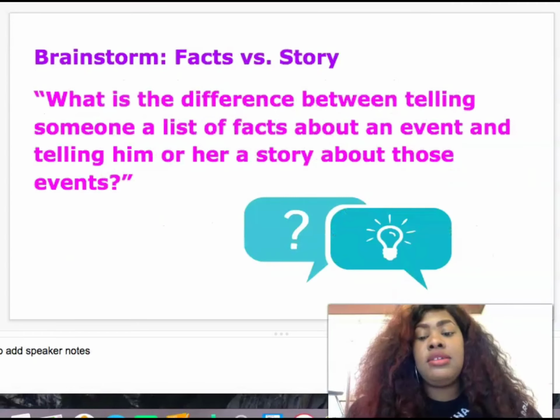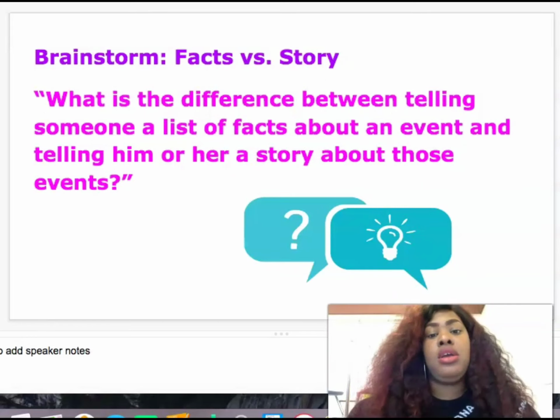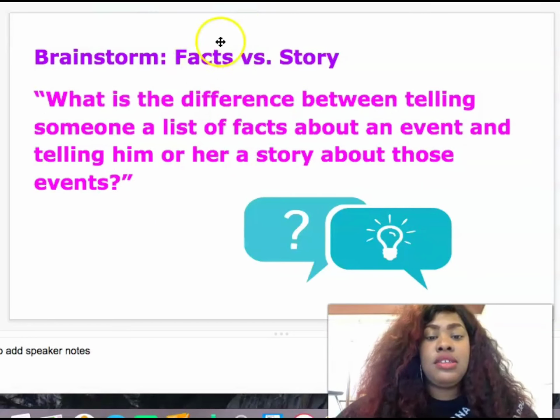So let's get started with our first prompt for today. It says facts versus story. I want you to think, what is the difference between telling someone a list of facts about an event and telling him or her a story about those events? What is the difference?